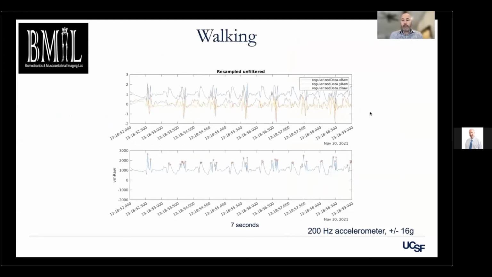I want to show some examples of activities. This is the AX6. I'm showing you just the accelerometer data at 200 hertz plus minus 16 Gs. On top are the components, the X, the Y, and the Z components, and on the bottom is the vector resultant magnitude. So you can see that the resultant magnitude is peaking up around 2,500 milligravities. That's the same thing as 2.5 Gs.